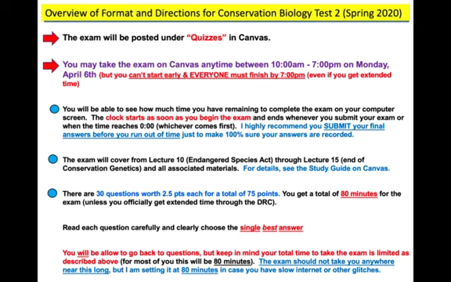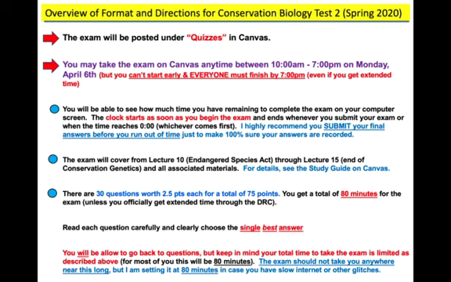The format of the test is going to be 30 multiple choice or true-false questions. They're worth 2.5 points each for a total of 75 points. You're going to get a total of 80 minutes for the exam, unless you officially get extended time through the DRC, in which case I will go in and add your extended time. So if you get 1.5 times, for example, you'll get 120 minutes. But for most of you, you're going to get 80 minutes.